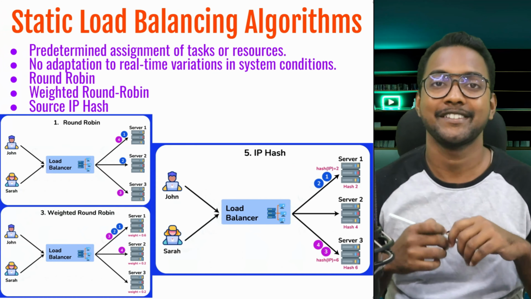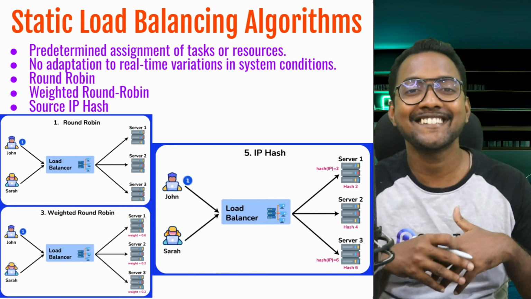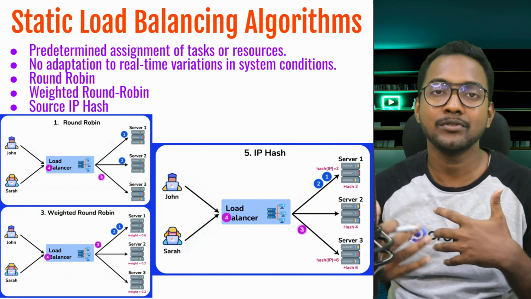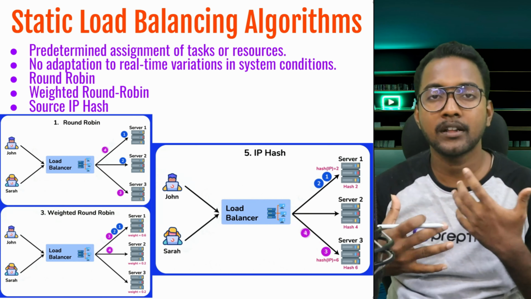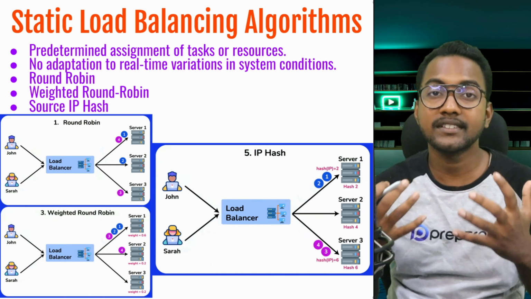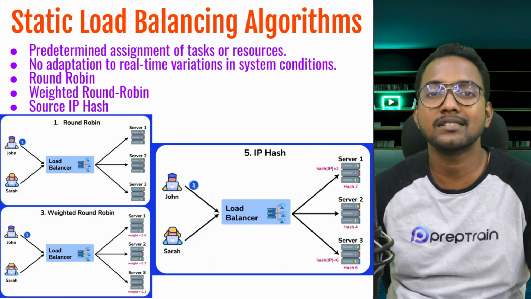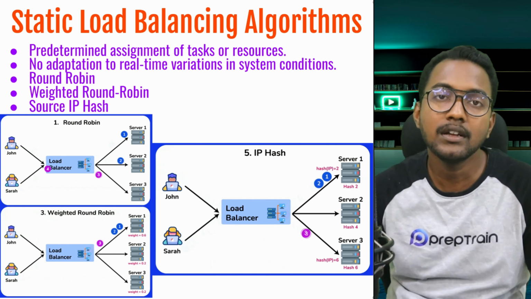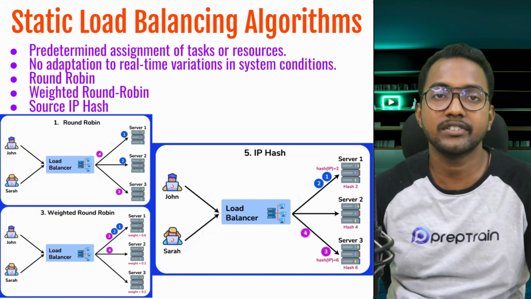All right, so this one looks cool. Let's start by understanding static load balancing algorithms. These are the simplest form of load balancing because they rely on predetermined rules to allocate tasks. By definition, static load balancing does not consider real-time changes in the system. Once tasks are assigned to the server, the system does not adapt to traffic fluctuation or changes in system performance.